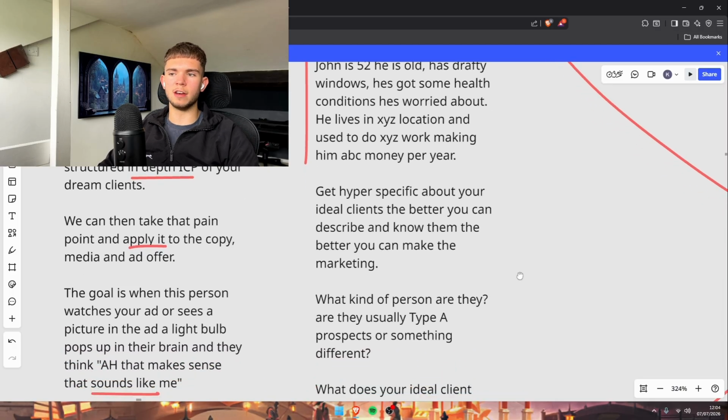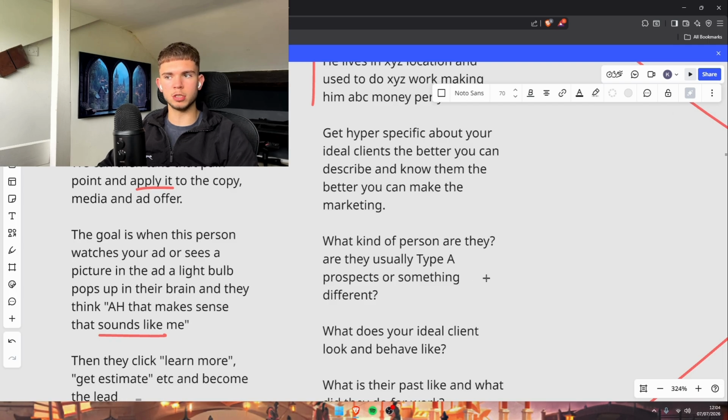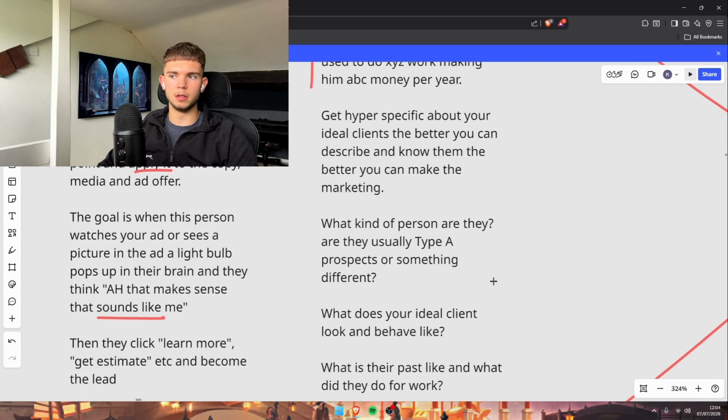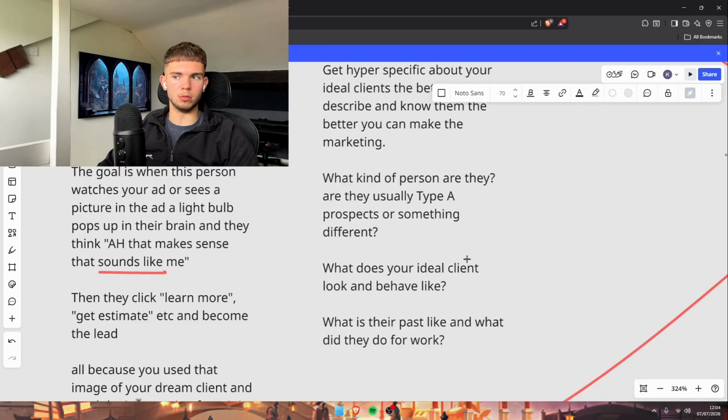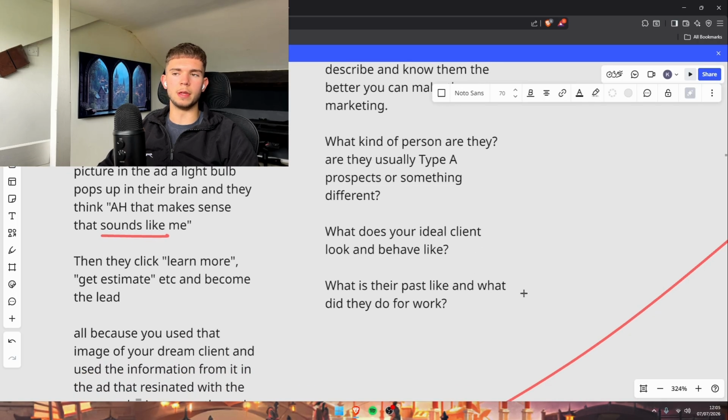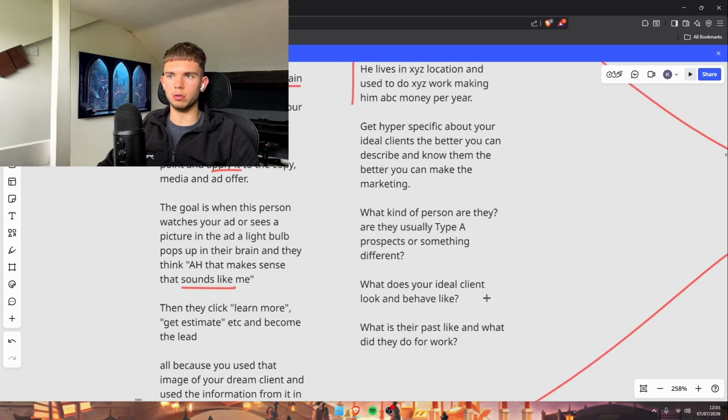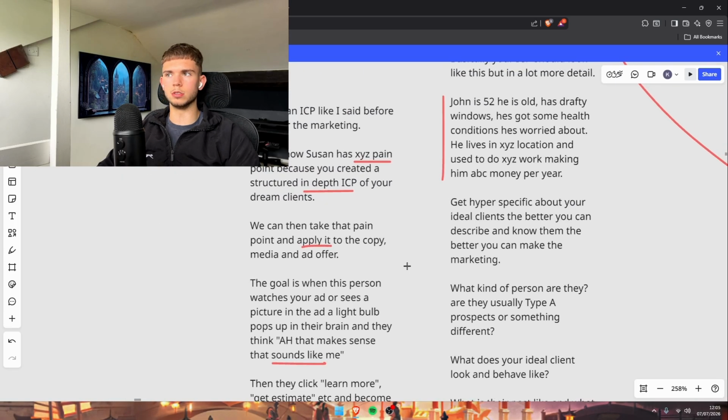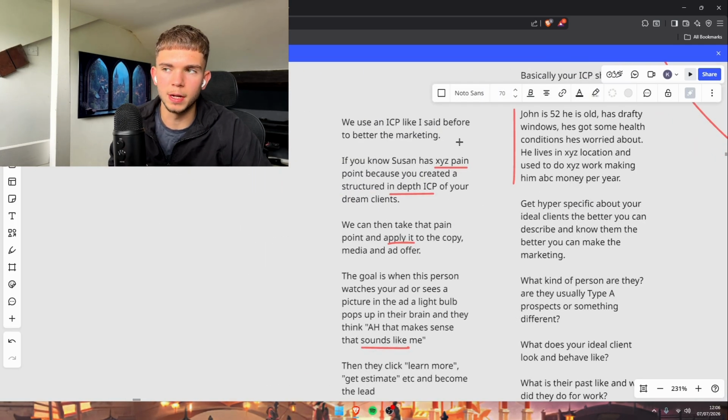Okay, so what kind of person are they? Are they usually a type A prospect, or are they type B? What does your ideal client look like and behave like? What do they enjoy doing in their free time? What do they value in life? I mean, the more specific that you can get about your ideal client profile, the more results you'll see in your marketing as well. We use an ICP, like I said before, to better the marketing.